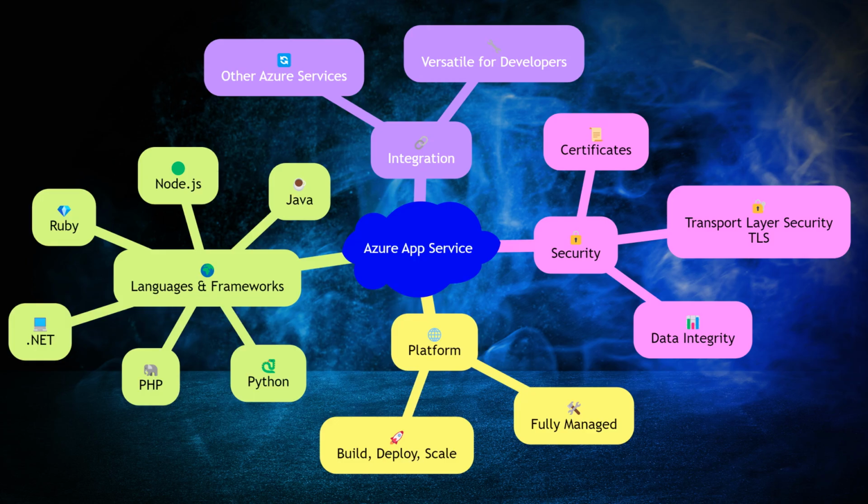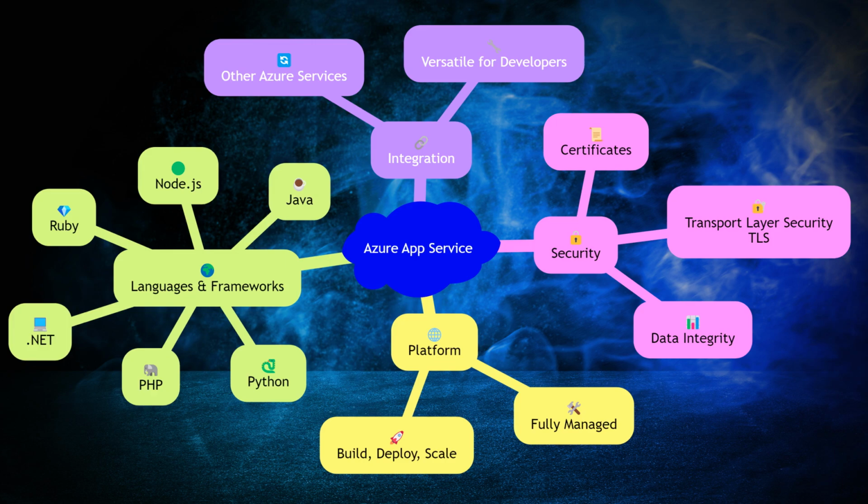Azure App Service is a fully managed platform for building, deploying, and scaling web apps. It supports multiple languages and frameworks, including .NET, Java, Ruby, Node.js, PHP, and Python. App Service integrates with other Azure services, making it a versatile choice for developers.